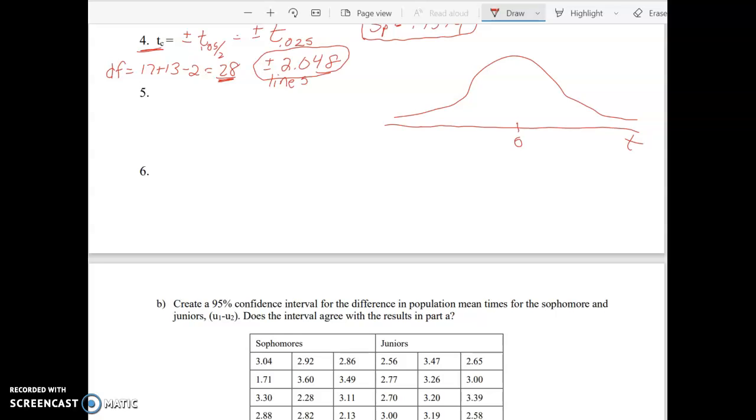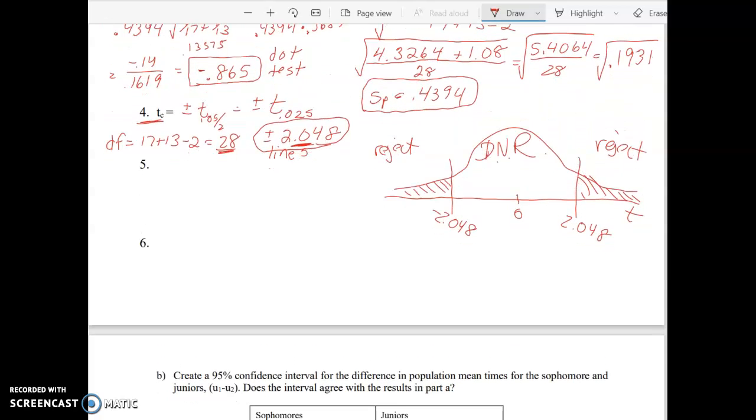We have our cutoff lines now at 2.048 on the positive and negative side. So 2.048 and negative 2.048. We have to mark where the rejection and non-rejection regions are now that we have those cutoff lines in there. So you're going to reject below the negative, you're going to reject above the positive, and do not reject in the middle.